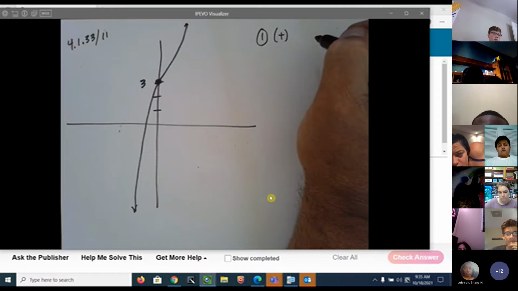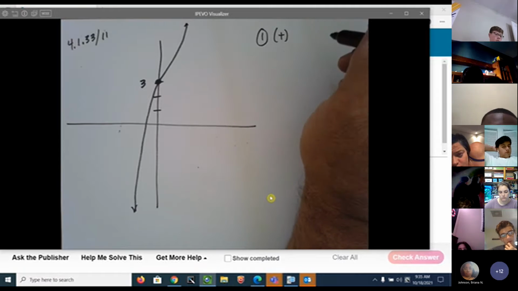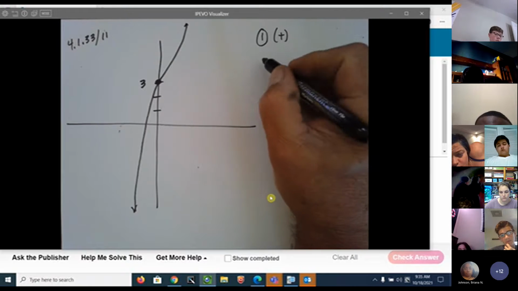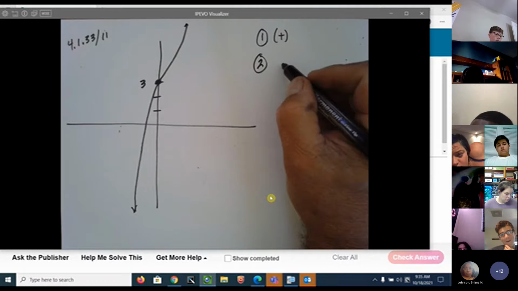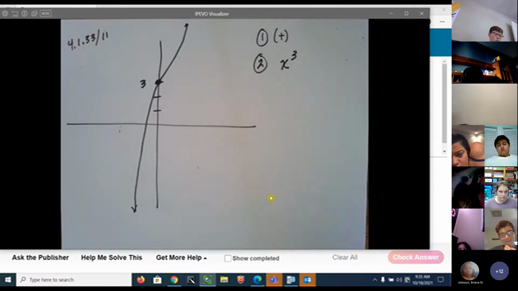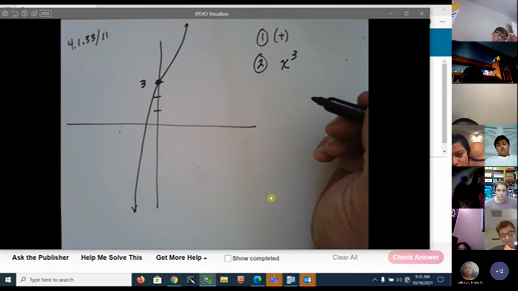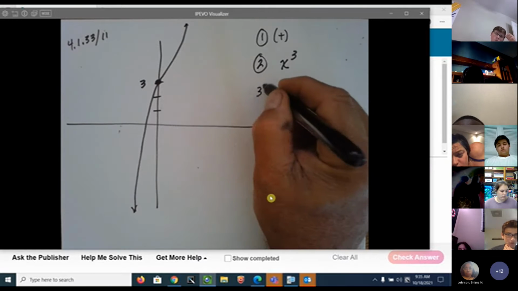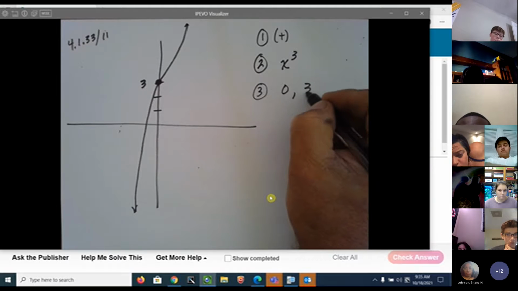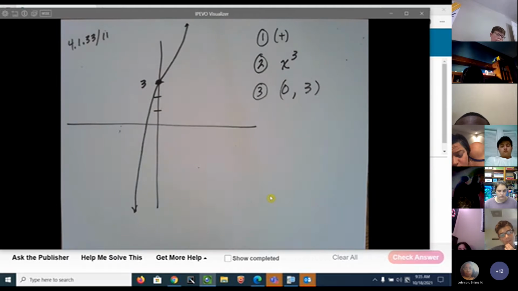It's not a square. Well, this one's a cubic function, correct? Cubic, okay? Yes, sir. So it's a cubic function. Now you can tell a little bit more than just the y-intercept. (0, 3). Okay, there's one more thing you can tell about this one.